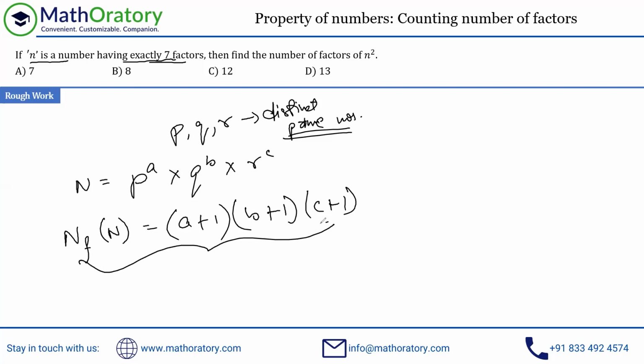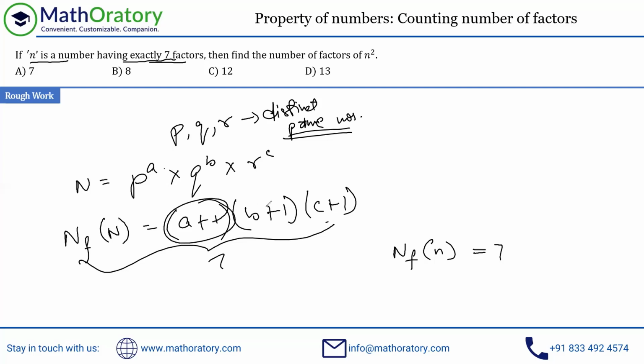Now, in the question, it tells us that the number of factors of this n is 7, right? Just think about this for a while. You can't split 7 into something like this. Yes, you can do 7 into 1 into 1, but in that case, b plus 1 will be 1, so b will be 0. And whenever you place the power of a prime as 0, that prime is not present. So effectively, this number should be of the form p to the power a. There will not be multiple prime factors. That is what I meant to say.